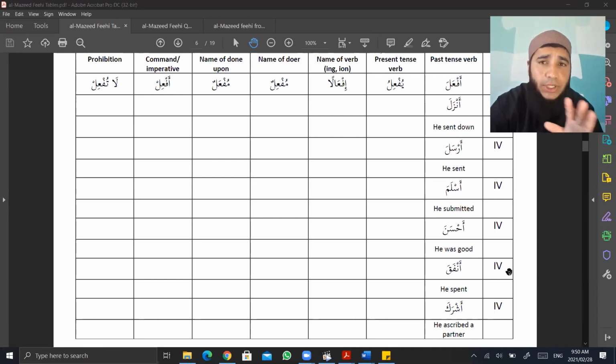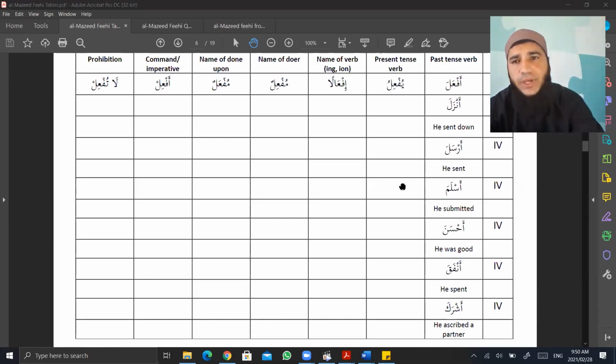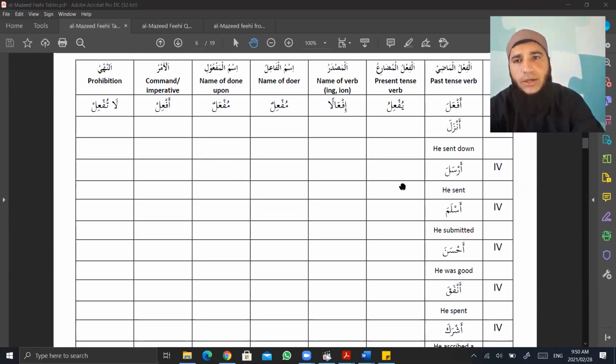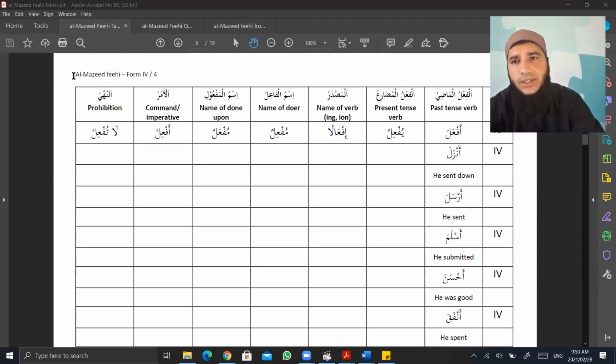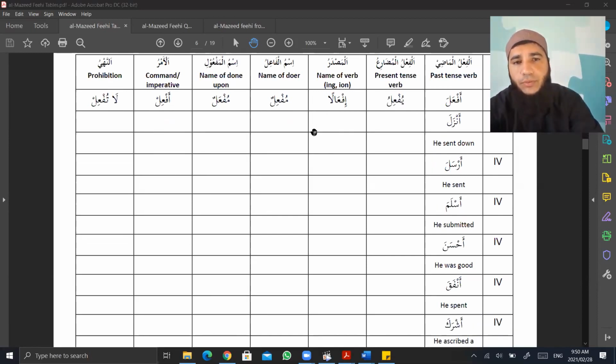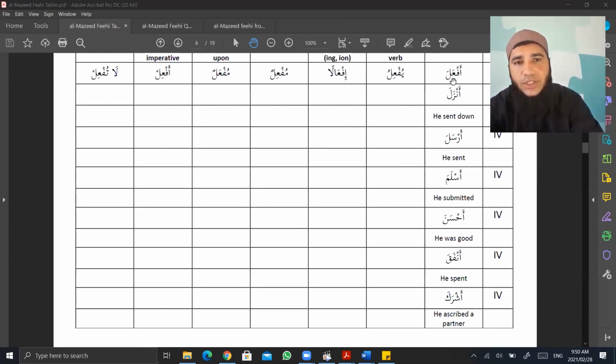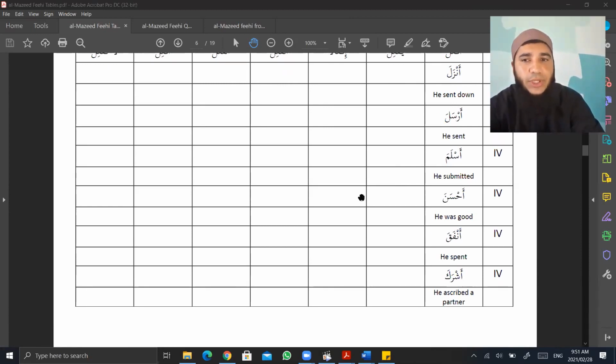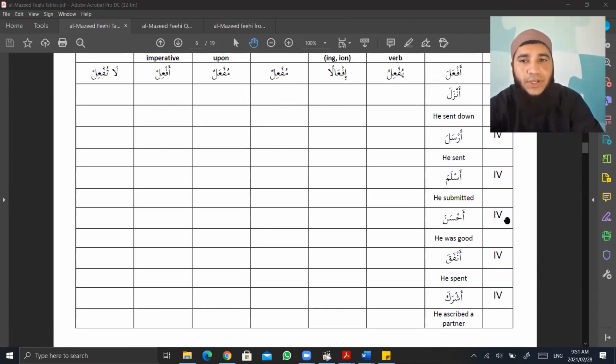So for homework, Al-Mazid Fi from the Quran, Form 3, and you can do this page from Al-Mazid Fi. The standard Al-Mazid Fi tables PDF, you can do Form 4. Just fill in the scales over here. Anzala yunzilu inzalan munzilun munzalun anzil la tunzil. I think we can go over that next week with Allah Ta'ala. Is that fine? Maulana, yes.